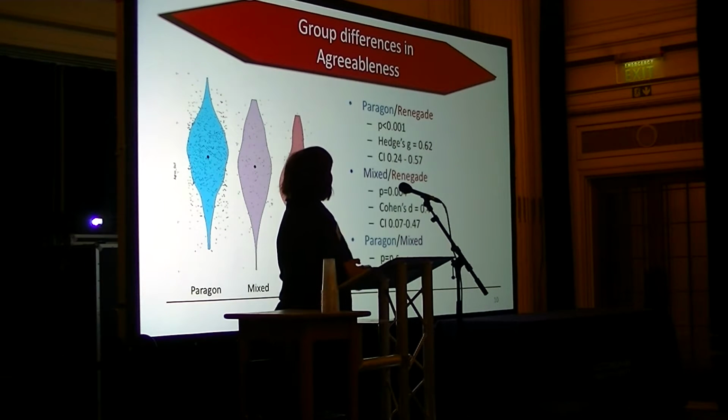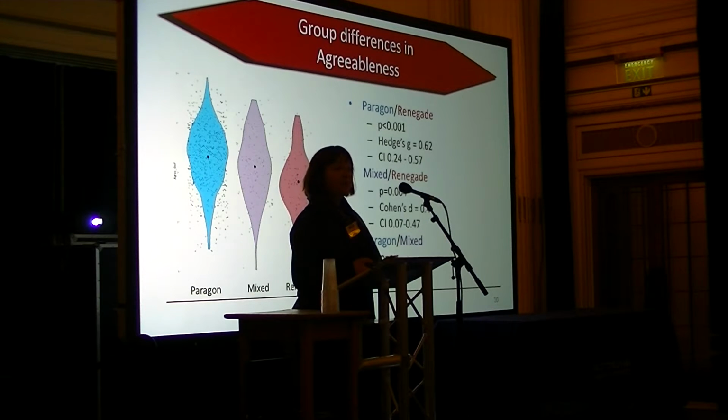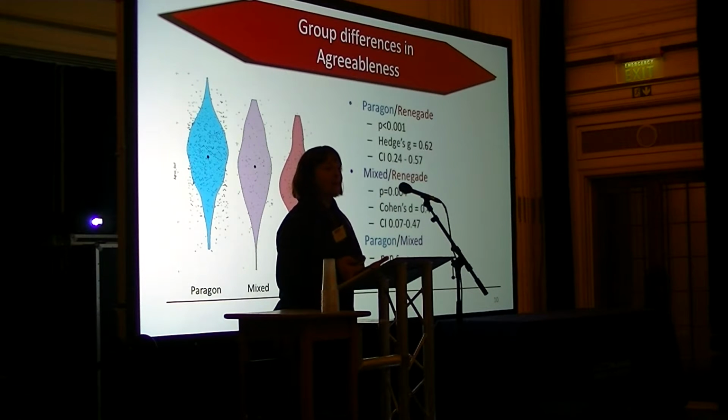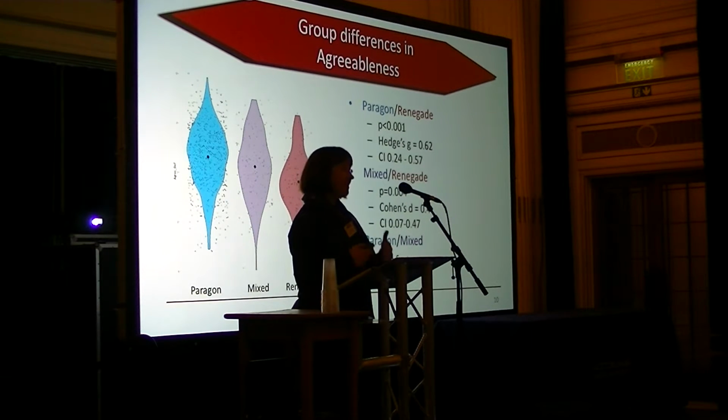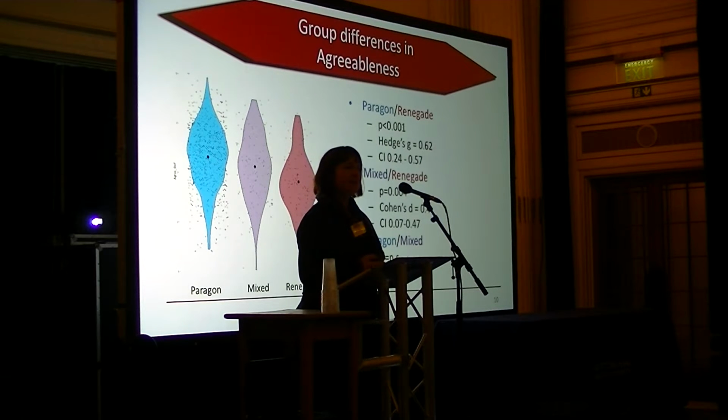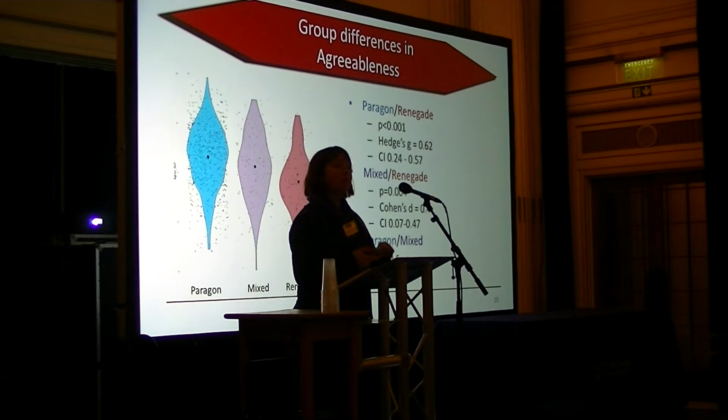So there's 2 of these that were statistically significant. The differences between Paragon and Renegade and between mixed players and Renegade players were statistically significant. And actually the effect sizes were medium to large. So this is not a small effect, this is actually a fairly substantial effect in terms of personality.